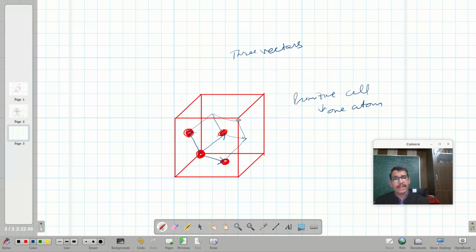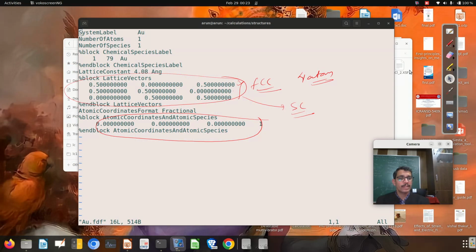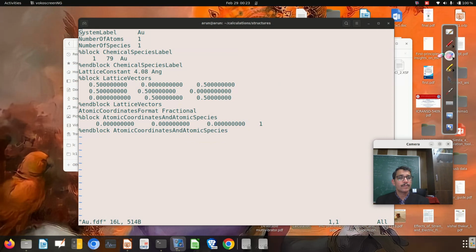On the other hand, the actual FCC lattice contains 4 atoms. So let us understand it more clearly. Here this is basically the primitive mode. But let me look at the other file.